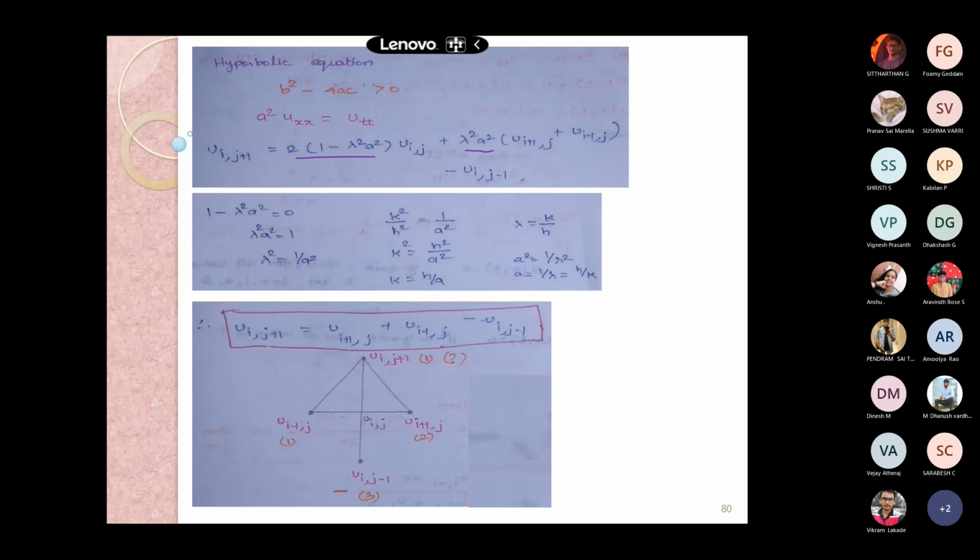This is the pictorial representation, and this is the unknown we are going to find, with the left point and right point and the intermediate point in the bottommost row.